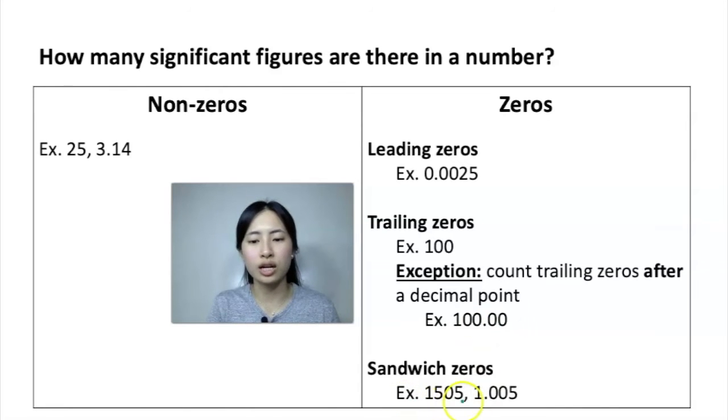For sandwich zeros such as 1505 and 1.005, regardless of whether the number is a whole number or a decimal number, sandwich zeros are always significant. So in 1505 and 1.005, there's 4 significant figures for both.